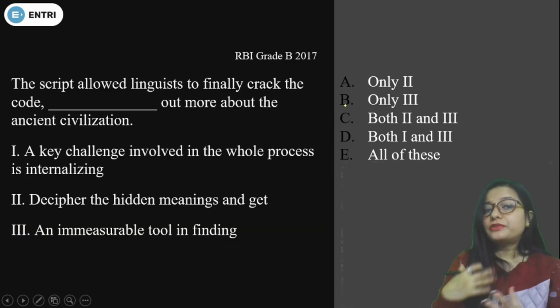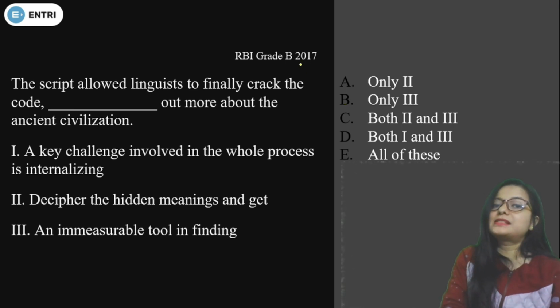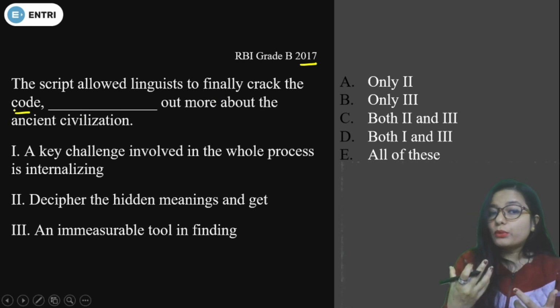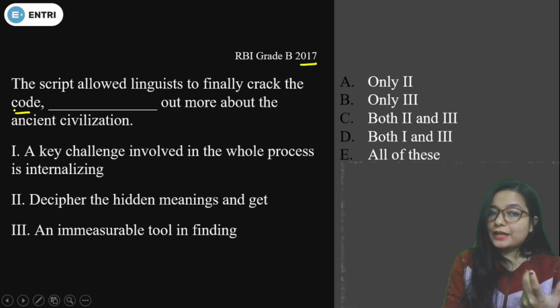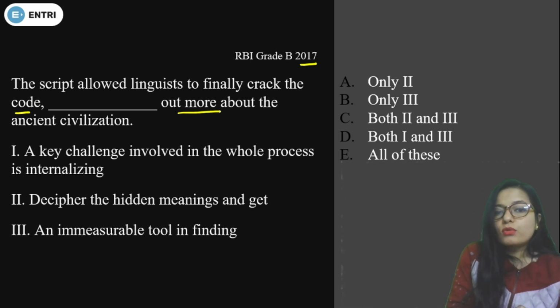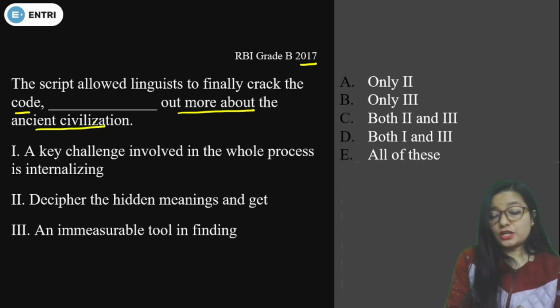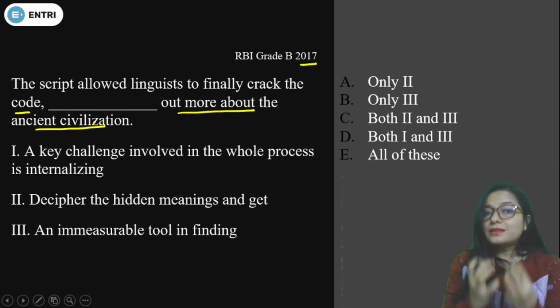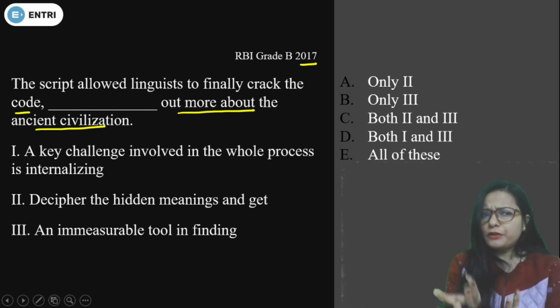Now let's talk about the different questions. The next question that is asked in RBI Grade B 2017. In 2017, this question is asked. And the question says, "The script allowed linguists to finally crack the code." Okay, the script allowed linguists what? To finally crack the code. They can crack the code now. Dash out more about the ancient civilization. That means if they crack that code, that thing can give us some sort of information.